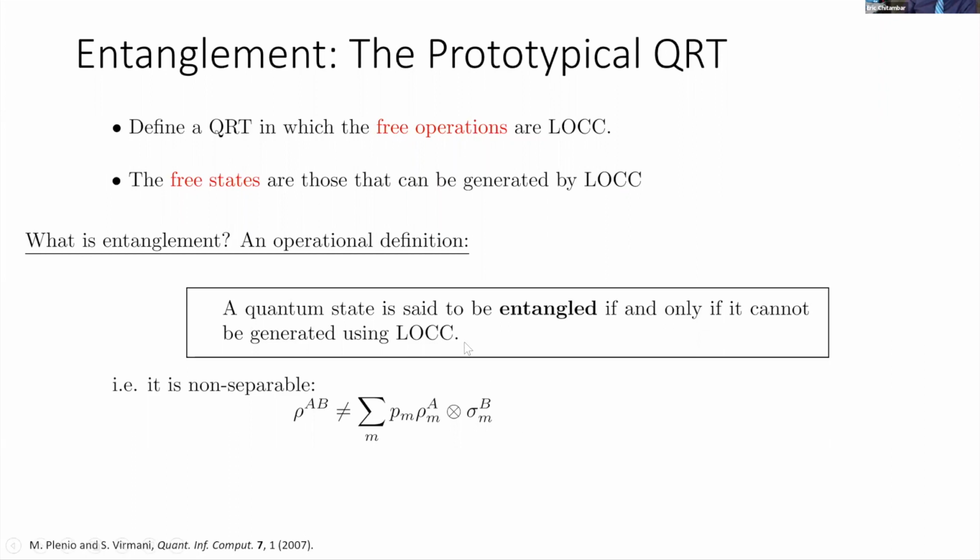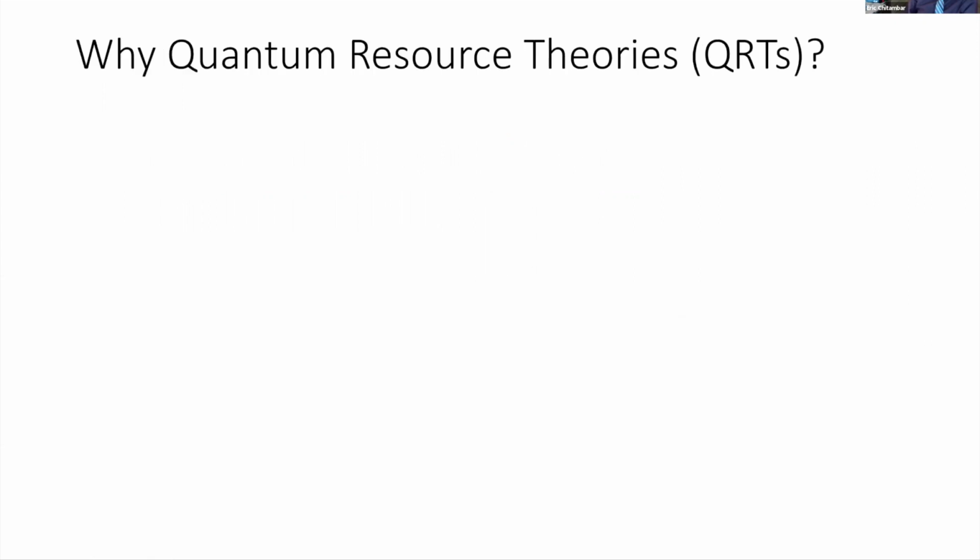And what's nice about this is that it actually places the operations on a more fundamental level, right? It's the LOCC that's fundamental. And then what comes out of that, an implication, is that you have entanglement. These are states that you can't generate by LOCC. And so it really places the emphasis on the allowed operations. Okay, so that was an example of one resource theory.